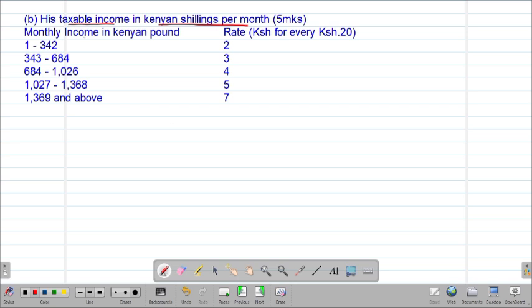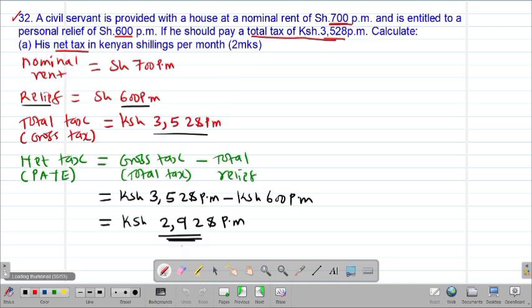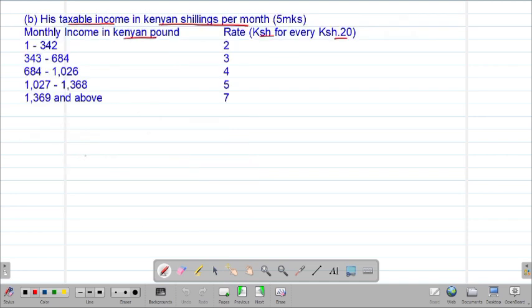So in our table, we are given the monthly income in Kenyan pounds. Then, of course, we are given the rate in shillings for every 20 shillings. In order for us to get the taxable income, we need to have the gross tax, which we have already found in part A. So the gross tax we were given as 3,528 shillings per month. So we're going to perform our taxation. We're going to start with the first slab.